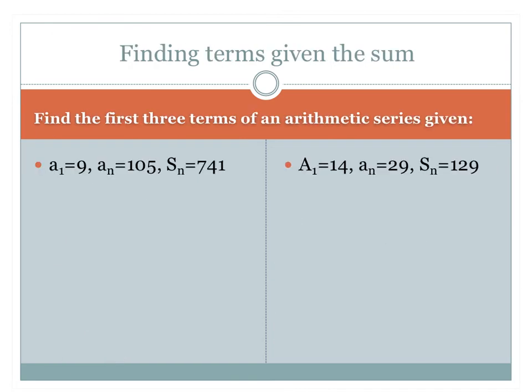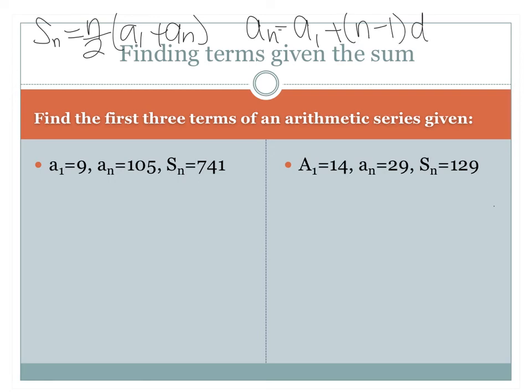All right, next example. Find the first 3 terms of the arithmetic series given. Here, we're going to have to use the 2 formulas together. In order to find the first 3 terms, I need to know the first term and the common difference, right? If I know how much I'm counting by, how much I'm adding or subtracting every time, then I can find the first 3 terms. So let's look at our 2 equations. Sn equals n over 2 times a1 plus an. And yesterday's an equals a1 plus n minus 1 times d.